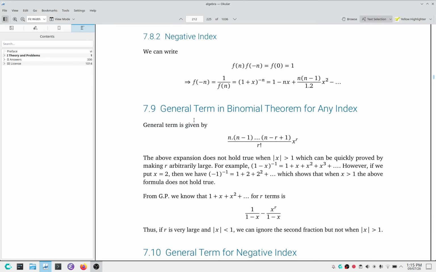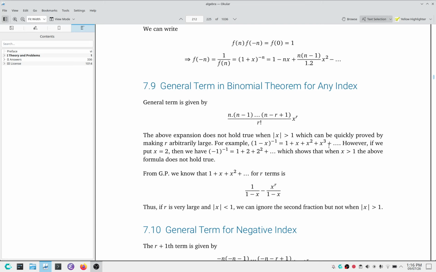Now we have binomial theorem for general term and binomial theorem for any index. General term is given by n times n minus 1 and so on up to n minus r plus 1 over r factorial times x raised to the power r. The above expansion does not hold true when mod x greater than 1, which can be quickly proved by making r arbitrarily large. For example, 1 minus x to the power minus 1 is equal to 1 plus x plus x square plus x cubed. However, if you put x is equal to 2, we have 1 minus 2 to the power minus 1 is equal to 1 plus 2 plus 2 square, which shows that when x is greater than 1, the above formula does not hold true.